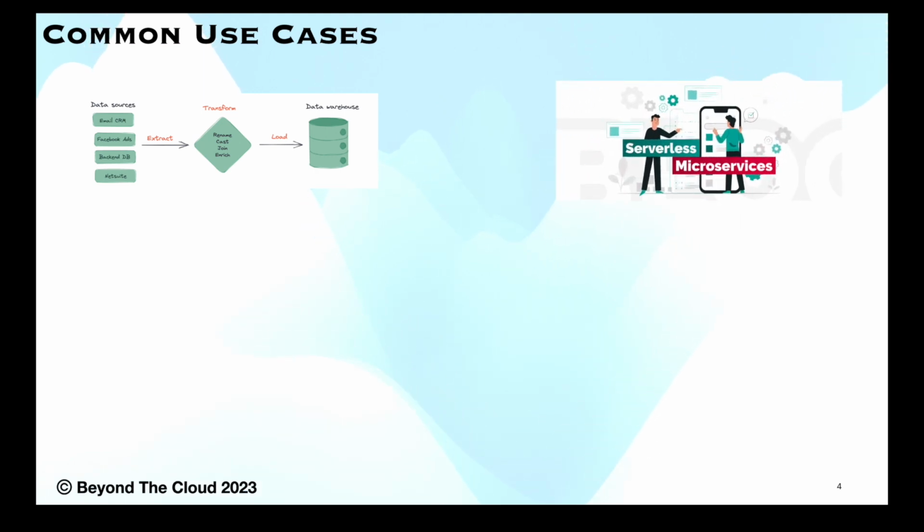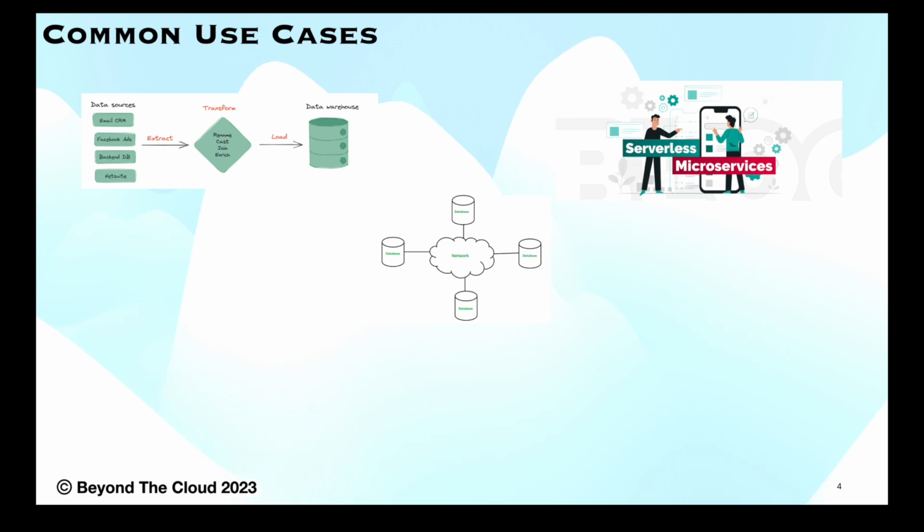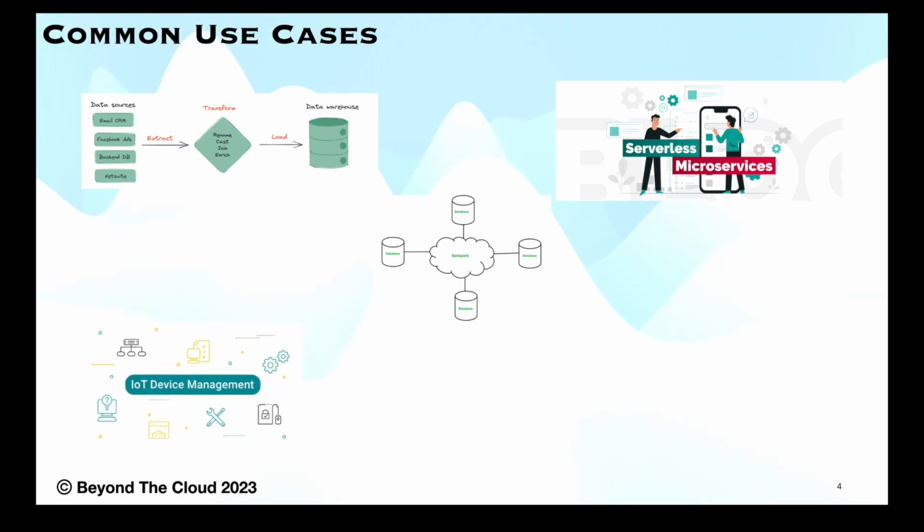Next is serverless microservices. Coordinate serverless functions in a microservice architecture. Step Functions can manage the sequence of Lambda functions, ensuring proper execution and error handling. Next one is distributed data processing. It's a big data scenario. You can use Step Functions to manage complex distributed data processing workflows involving services like AWS EMR, Glue, etc. Also, IoT device management, like managing the lifecycle of IoT devices, including provisioning, configuration, and updates. Step Functions can handle tasks like device registration, firmware updates, and error handling.